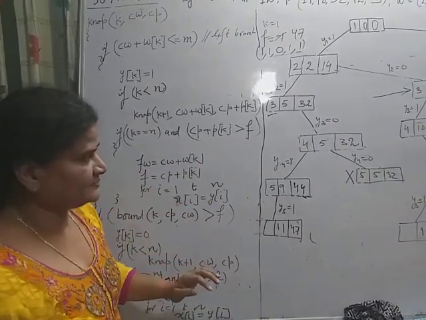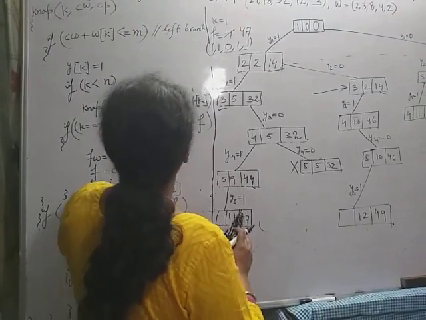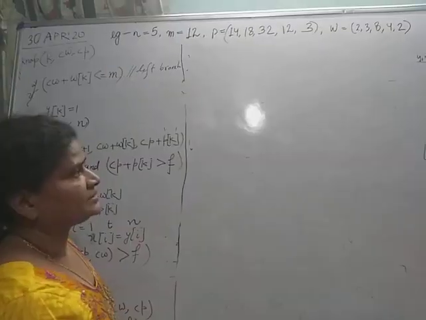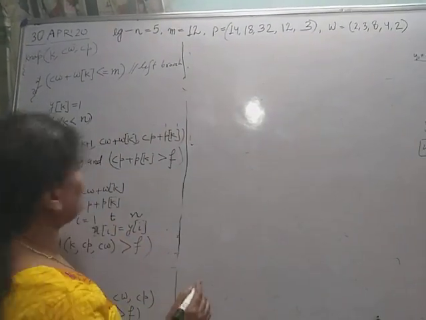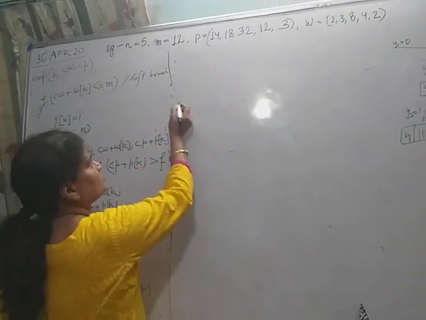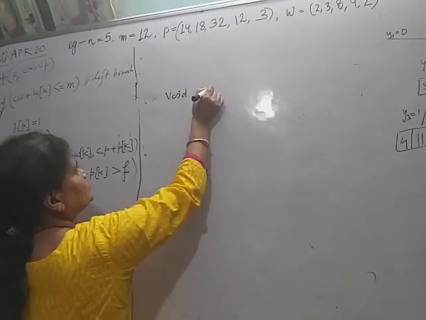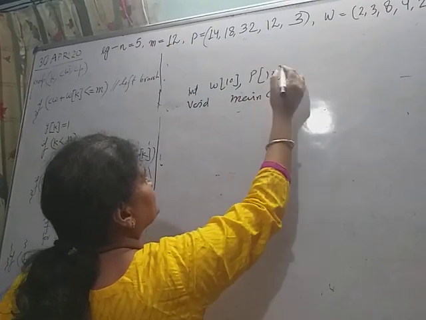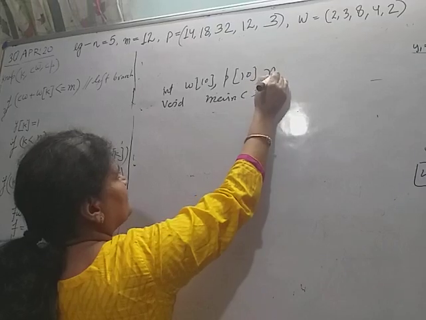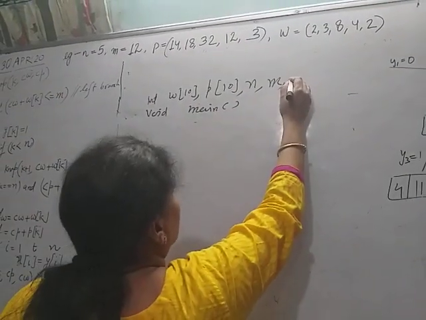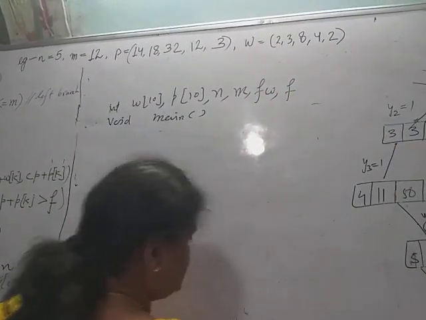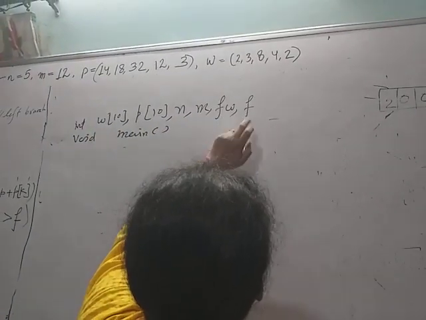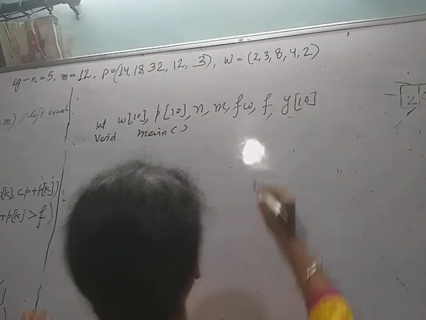In the main function, you declare all variables globally. Always remember that y should also be declared globally. So before main, int w weight vector, profit vector, number of objects, knapsack capacity, final weight, final profit, and the y vector, the temporary vector, should all be declared globally.